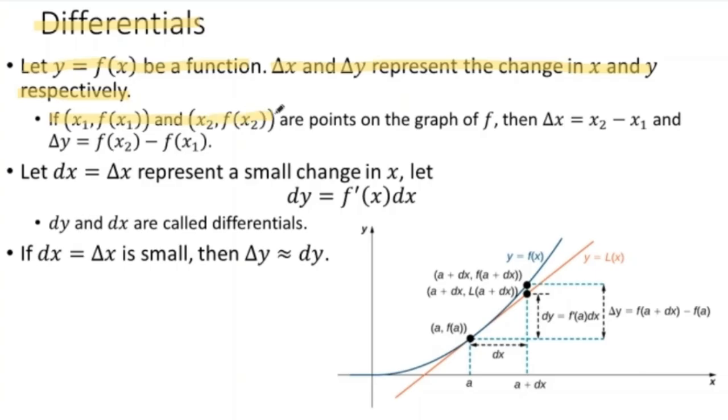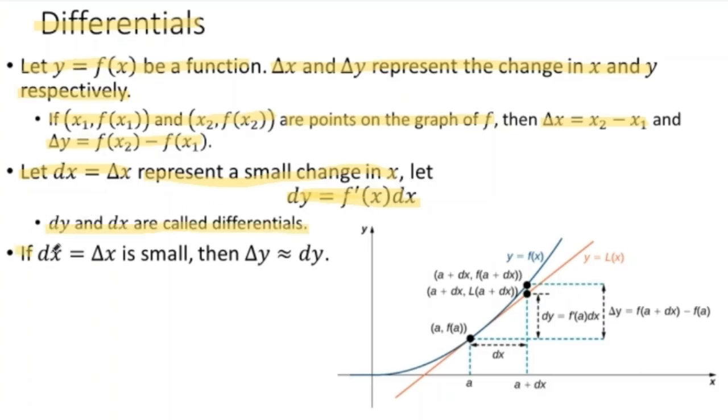So if (x1, f of x1) and (x2, f of x2) are 2 points on the graph of f, then delta x would be x2 minus x1, and delta y would be f of x2 minus f of x1. Delta y would be the numerator of the slope of our secant line connecting the 2 points, while delta x would be the denominator of the slope connecting the 2 points. Oftentimes, we're going to want to approximate the delta y. We're going to let dx equal delta x represent a very small change in x, and dy equal f prime of x dx. Now, dy and dx are referred to as differentials.